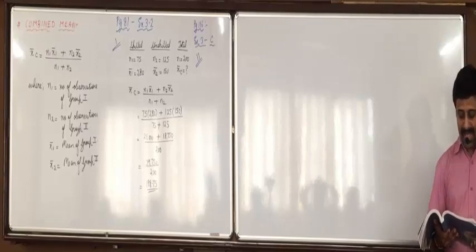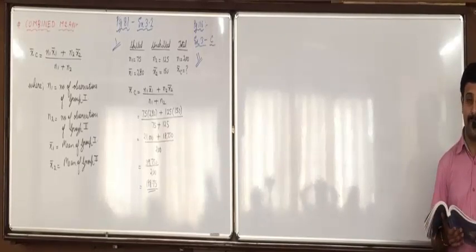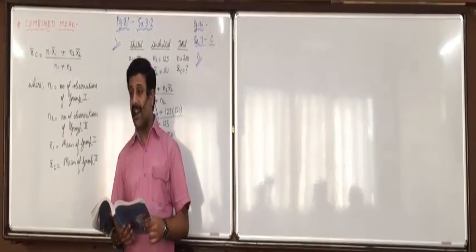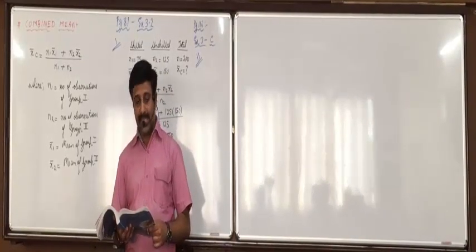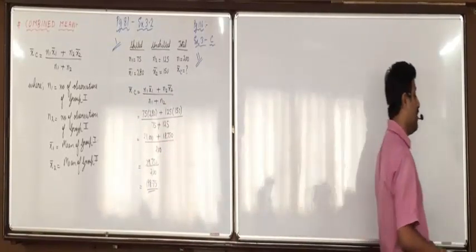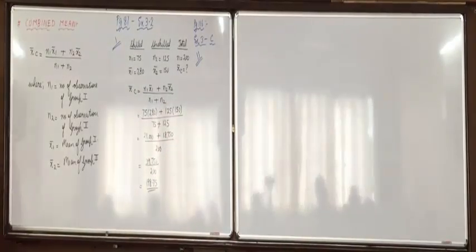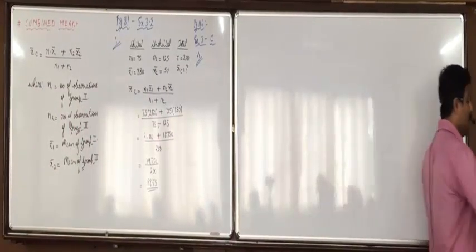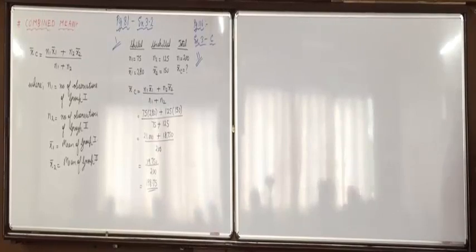Nikhil, what is 40, 76, 50 and 85? So, 40 is N1 and 50 is N2. 76 is X1 bar and 85 is X2 bar. Solved it everyone? Completed everyone? I'm directly showing it on the board, be attentive.